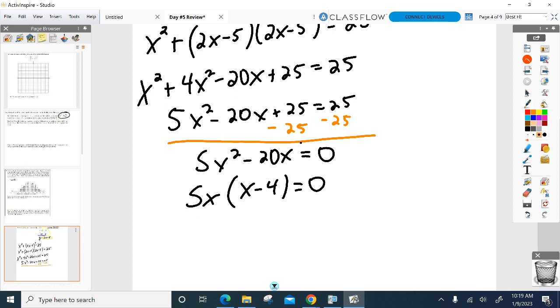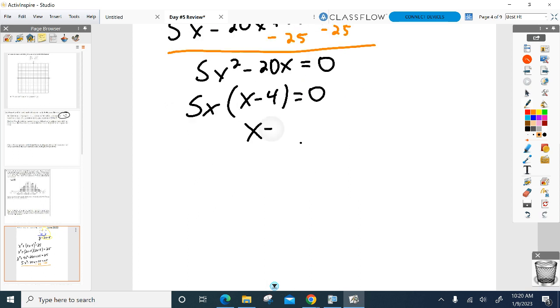All right, still need a value of x here. So what am I doing to those 5x and the x minus 4? This is when you take them and set them equal to 0, right? So I take x minus 4, set it equal to 0. And what else do I need to set equal to 0? 5x, darn right. I've got to take 5x and set it equal to 0. So go ahead, solve for x on both of them.